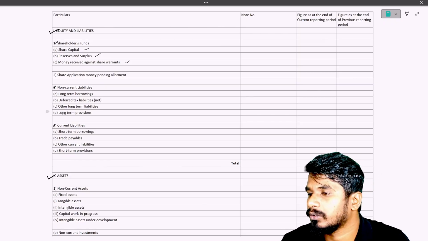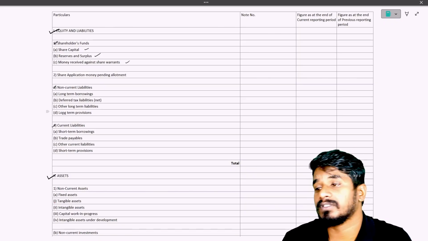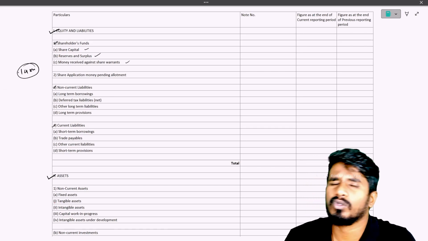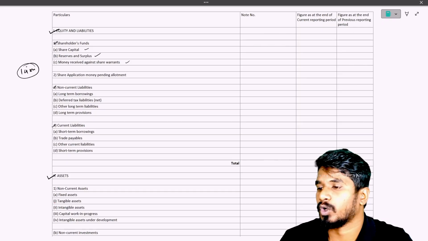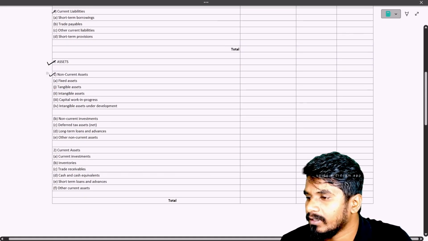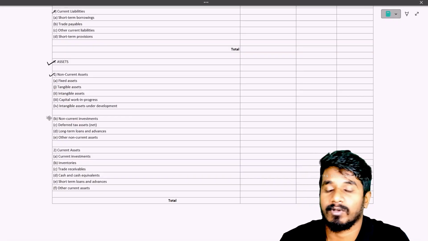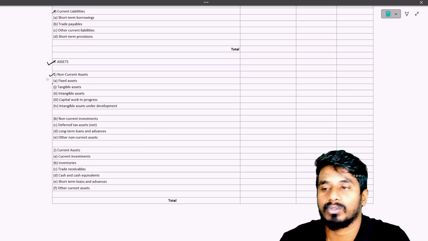You should go through this and practice it very well for the examination, because this question is going to come for 14 marks. So you can easily get the 14 marks with this problem. Next we have assets. Under assets we have non-current assets, current assets, and non-current investments. You need to go through this.